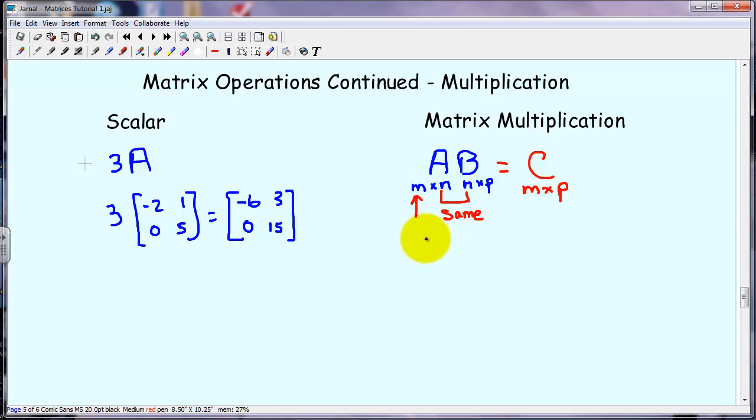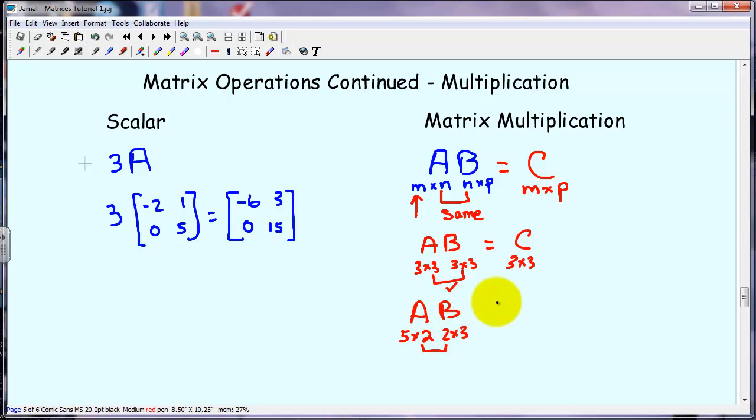So our resulting matrix might be a different size than the other matrices. For example, if we were multiplying two square matrices, let's say A was 3 by 3 and B was 3 by 3, we can multiply that. Those are the same, and our resulting matrix would be a 3 by 3 matrix. Let's say A was 5 by 2 and B was 2 by 3. Again, those numbers match, and matrix C would be a bigger matrix, 5 by 3.